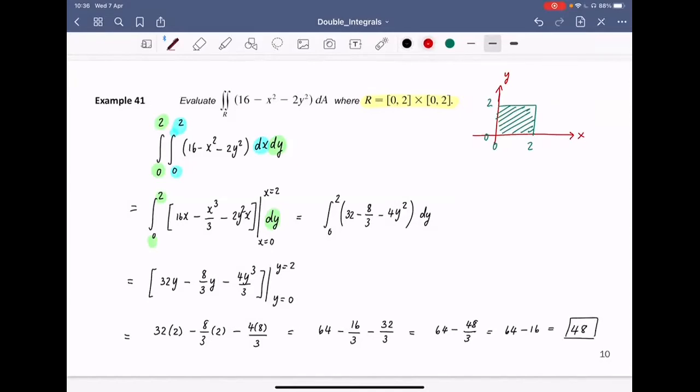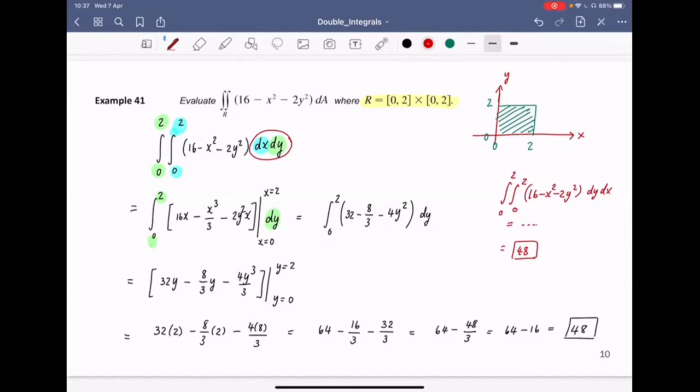48. All right, so the answer is going to be 48. No matter what you use, dx dy or dy dx, you're going to get the same answer. You can try to integrate 16 minus x squared minus 2y squared dy dx, y from 0 to 2, x from 0 to 2. If you integrate with respect to y first, you're going to get the same answer, 48. So the solution can be done in two ways. You can integrate with respect to x first or with respect to y first, but at the end, you're going to get the same answer.